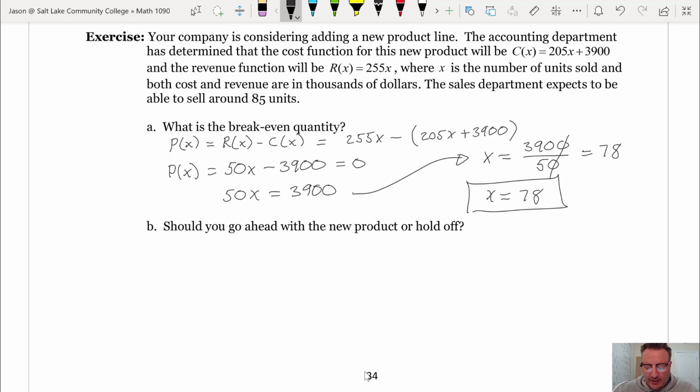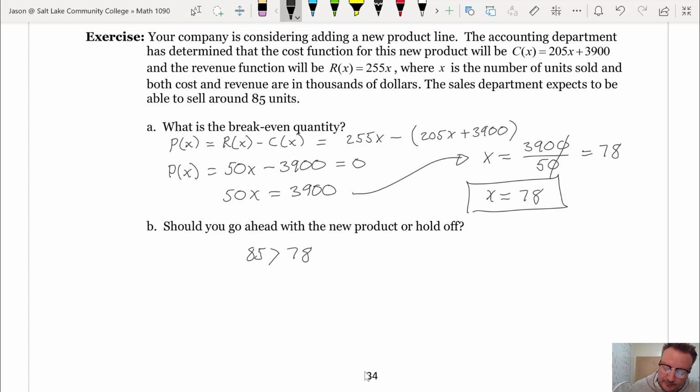So the question is, should you go ahead with the new product or hold off? Okay, so this is a subjective question. So clearly, if the sales department expects that we can sell 85 units, then since 85 is greater than 78, we will make a profit. Okay, we will make a profit. But what will that profit be?